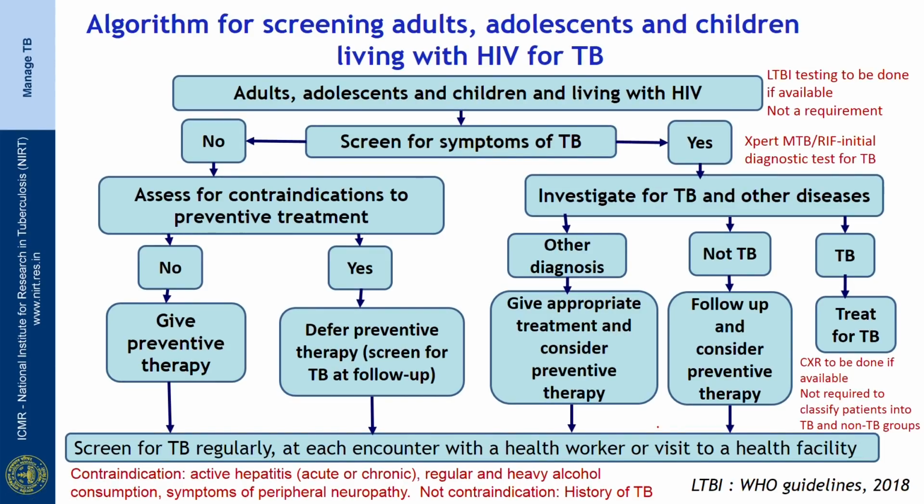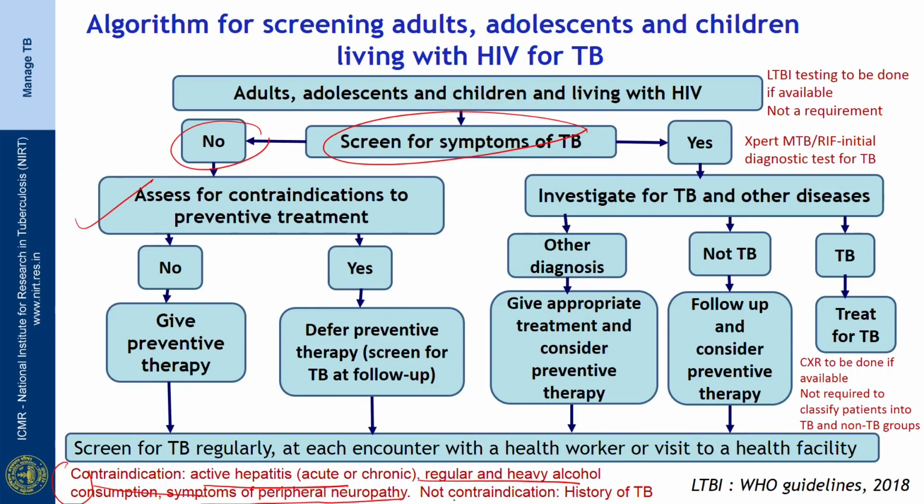The algorithm for screening adults, adolescents and children living with HIV is as follows. First, you screen them for symptoms of TB. If they do not have symptoms of TB, one has to assess them for contraindications to preventive treatment. So, what are the contraindications to preventive treatment? It includes active hepatitis, regular and heavy alcohol consumption, symptoms of peripheral neuropathy.